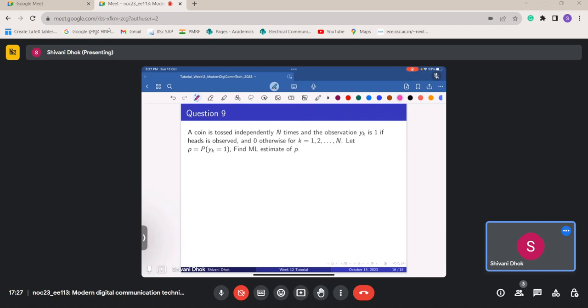So what does it say? A coin is tossed independently n times, and the observation y_k is 1 if heads is observed, it is 0 otherwise, for k ranging from 1 to capital N, and let p equal to probability that y_k is equal to 1. That is the probability that you are seeing a head. And now what we need to do is we need to find the ML estimate for this.